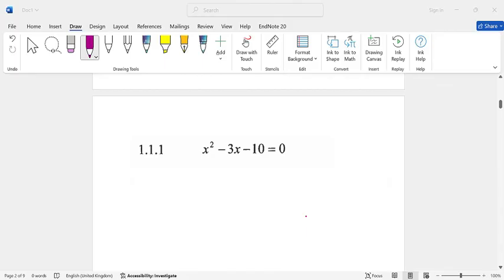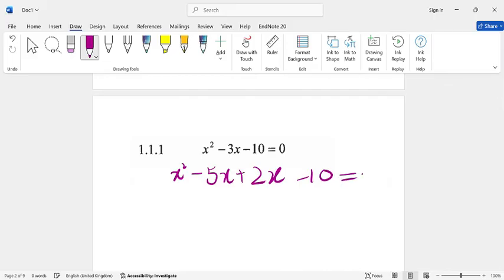So let's start. We have x squared minus 5x plus 2x minus 10 equals 0. As you can see, when we do minus 5 plus 2, the answer is minus 3. And when I multiply minus 5 with plus 2, the answer is minus 10. So let's do the next part.